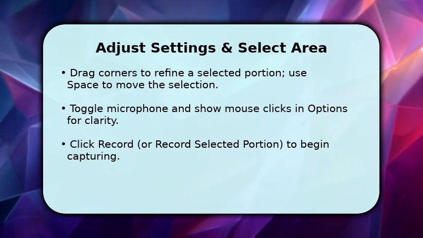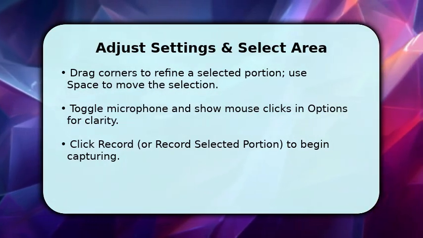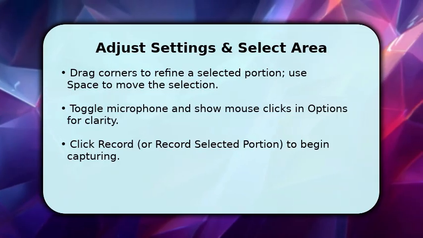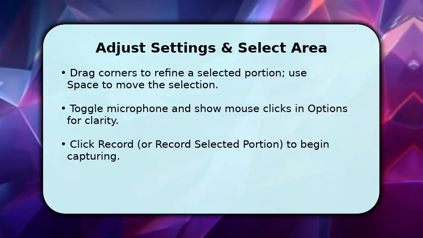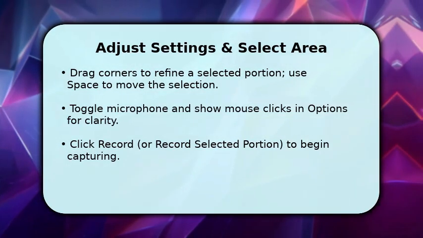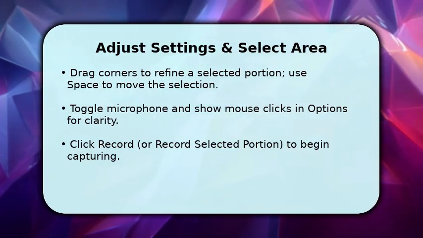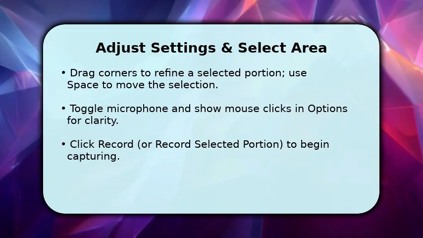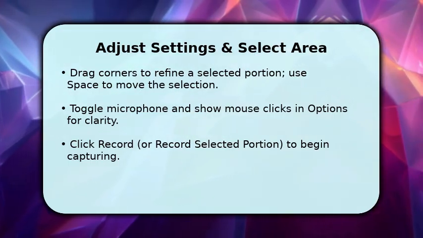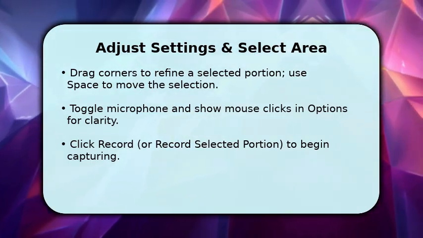Now refine exactly what you'll capture. Drag the selection handles and use space to reposition the area precisely, because cropping early saves editing time later. Once done, open options again to toggle the internal microphone if you want narration and enable show mouse clicks to highlight actions. This helps viewers follow along.